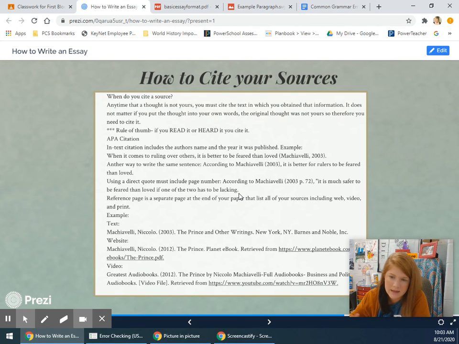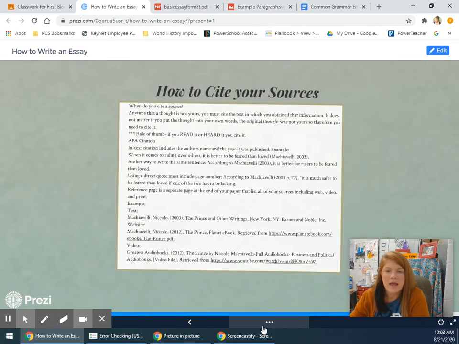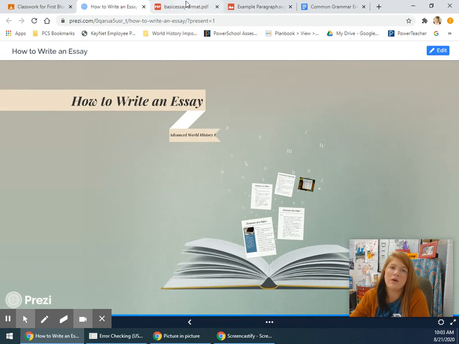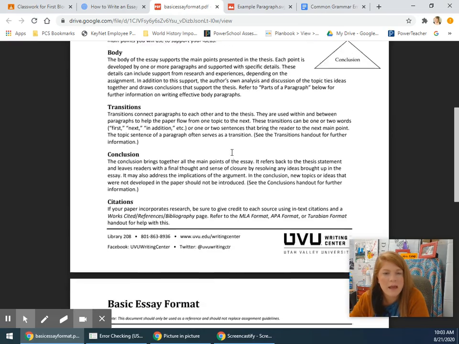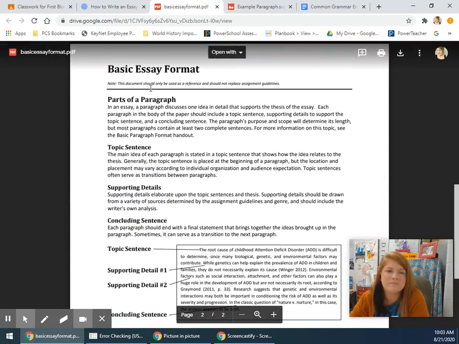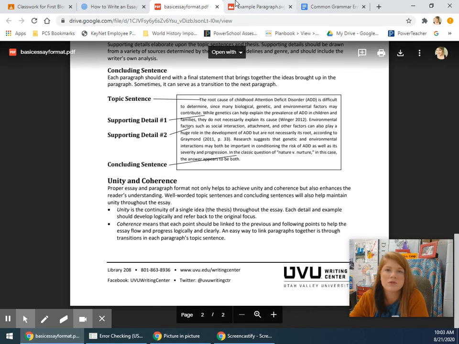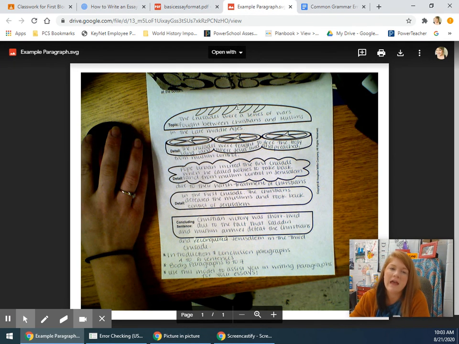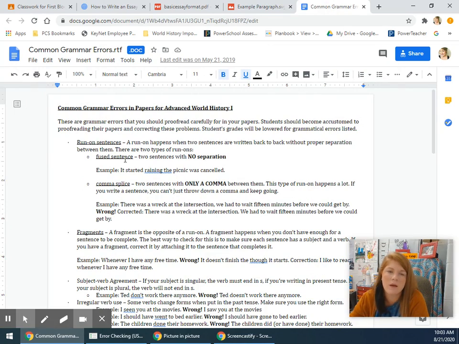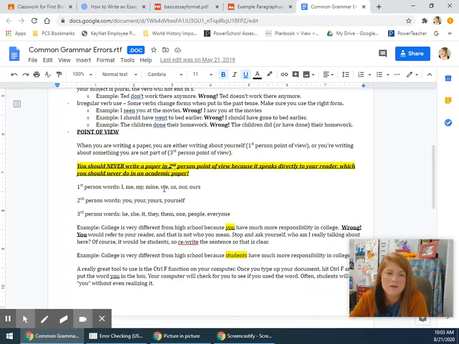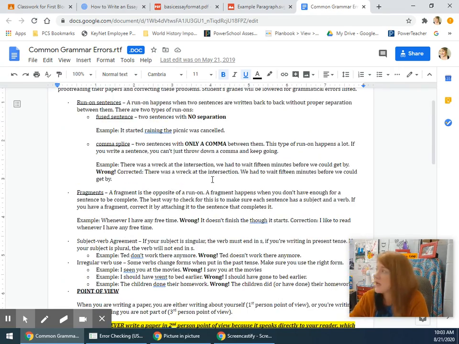The reference page is always at the end of your paper, and I will show you guys that on your first monotheistic religions essay. And then that is all for our how to write an essay. I give you another format to look at this through: basic essay format, your citations, and then parts of a paragraph, so that you can make sure that you understand. That's our example paragraph again. And then common grammar errors. I would encourage you to read this before your first essay.